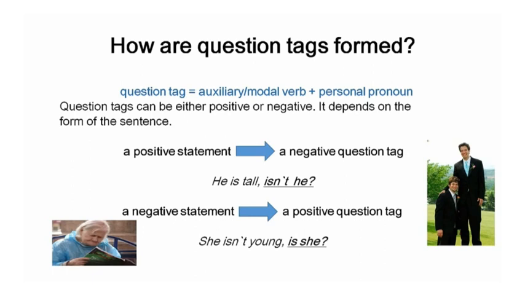If we have a negative statement, the question tag will be positive. She isn't young, is she? Isn't in the sentence becomes is in the question tag.